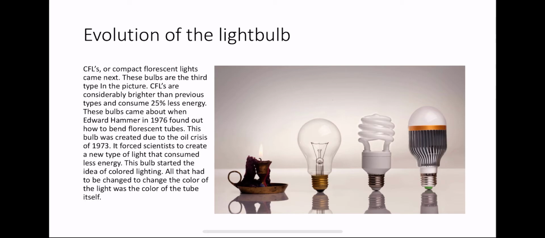Compact fluorescent lights were the next breakthrough in light bulb design. They are much brighter than the previous types and use 25% less energy. They were invented around 1976 when Edward Hammer figured out how to bend the fluorescent tubes. The creation of these bulbs was caused by the oil crises in 1973. This drove scientists and designers to develop a new way to produce light that would use less energy and in turn cost less. CFLs are also the start of the colored light bulb. To change the color of the light, all the producers had to do was change the color of the tube itself.